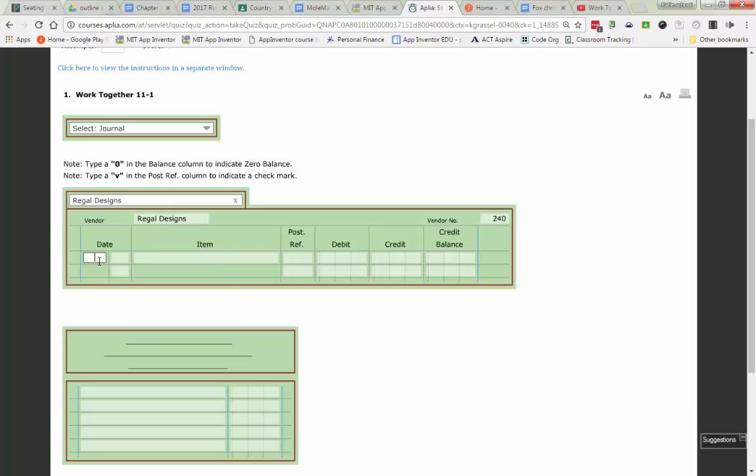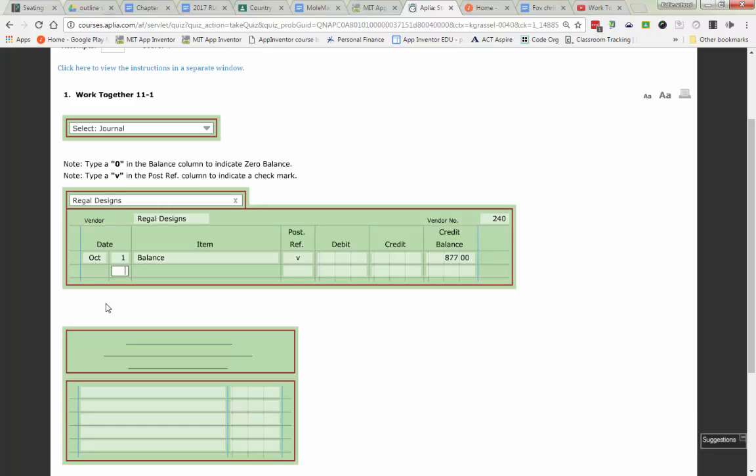It says the date of the current year, so I'm going to do October 1st. And I'm going to type in the item, balance. Put a check mark in my post reference. Nothing in debit and credit. I'm just going to go right to the credit balance and do $877. And again, you only write something in the item column when you have a balance being carried forward.